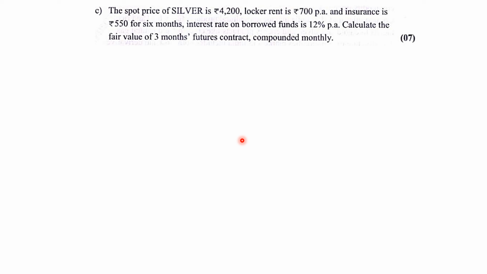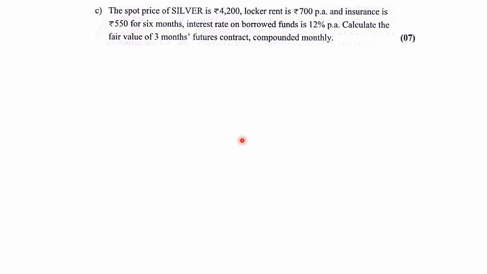Okay, next. Spot price of silver is 4,200. Locker rent is 700 per annum. Insurance is 550 for 6 months. Interest rate on borrowed fund is 12% per annum. Calculate the fair value of 3 months future contract compounded monthly.